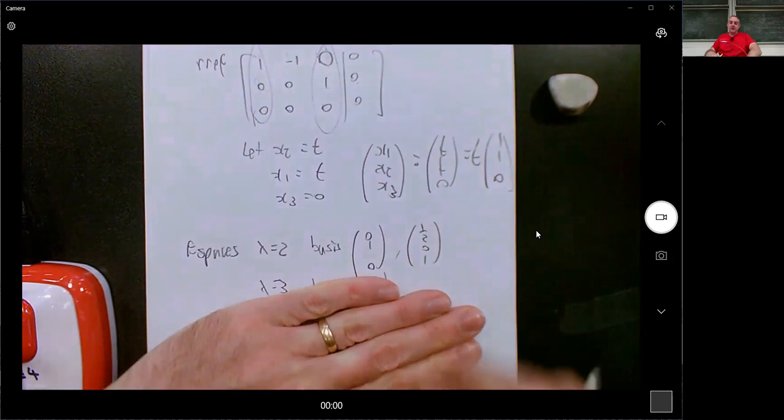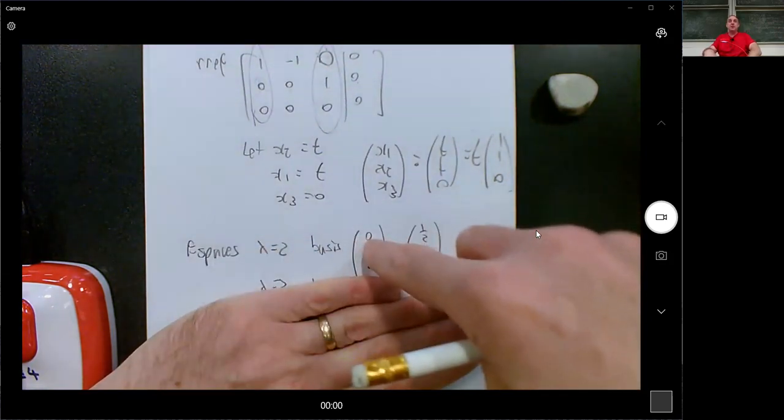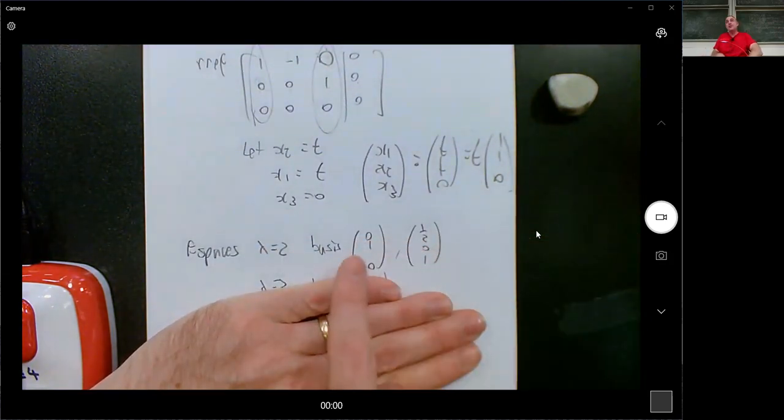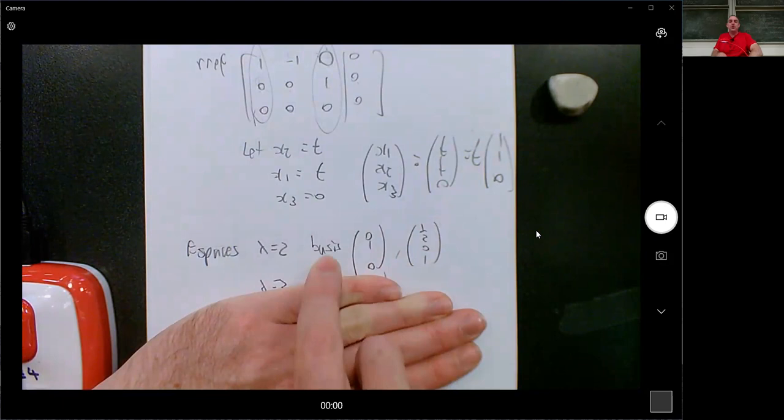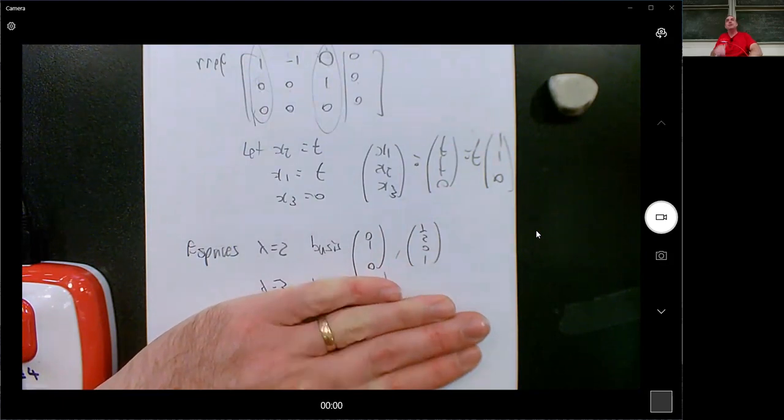So this is the basis for this eigenspace. Technically, any combination of these is also part of that eigenspace, because every vector that I could multiply by the matrix and get 2 times the original vector is made by a combination of these 2. But I only need these 2 to make all the rest of them. So that's why it's really important to talk about a basis.